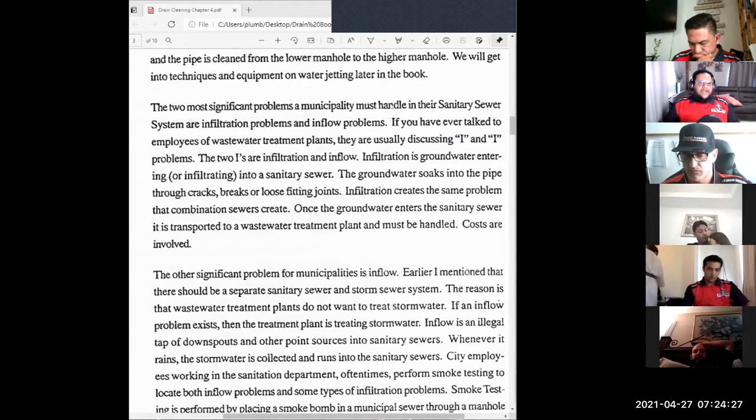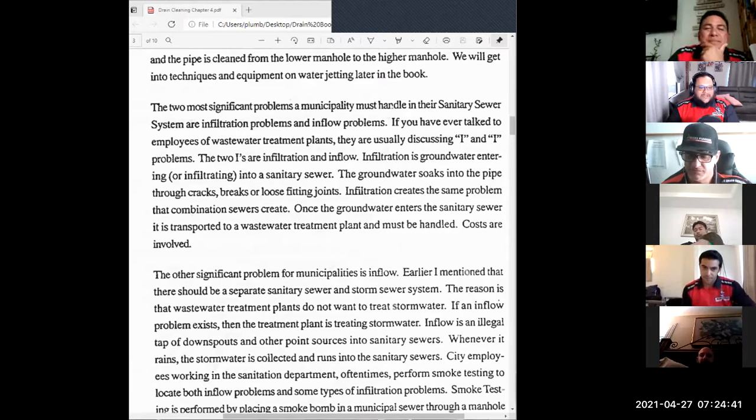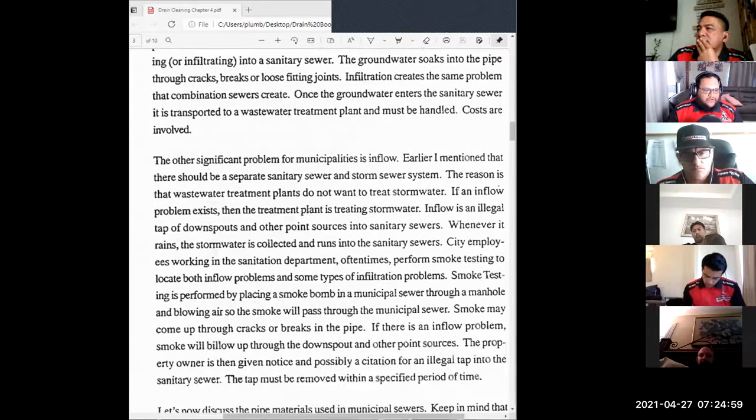So we're talking about the I and I. The first one is infiltration, where groundwater enters or infiltrates into the sewer system. The groundwater soaks into the pipe through cracks, breaks, or loose fitting joints. Infiltration creates the same problem as a combination sewer creates. Once the groundwater enters the sanitary sewer, it is transported to the wastewater plant and must be handled. So that is the infiltration part of that term.